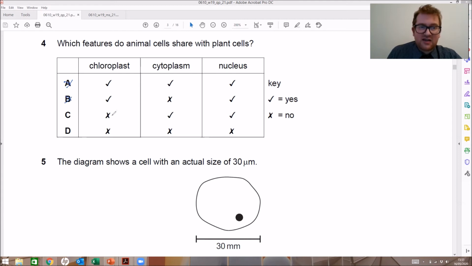Chloroplasts, okay, so C and D, no, animals do not have chloroplasts, so either C or D is correct at this moment. Cytoplasm, yes, animals and plants share cytoplasm as a structure. In this case, no, so D is eliminated at this point for being incorrect because they both have cytoplasm as a structure. So your option here is C, the correct answer.